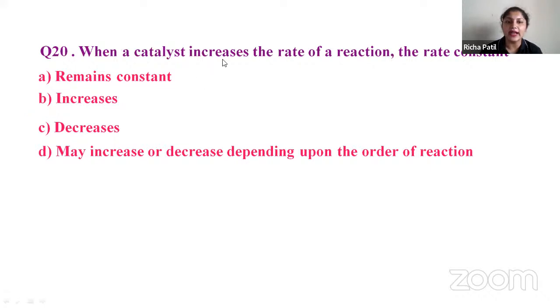Next, when a catalyst increases the rate of reaction, what happens to the rate constant? If the catalyst increases the rate of reaction, what will happen to the rate constant? Yes, the rate constant also increases. In the presence of catalyst, what happens to activation energy? It decreases. Hence, the rate constant will increase. Whenever you have a catalyst, activation energy decreases and rate constant increases. So the answer is B.